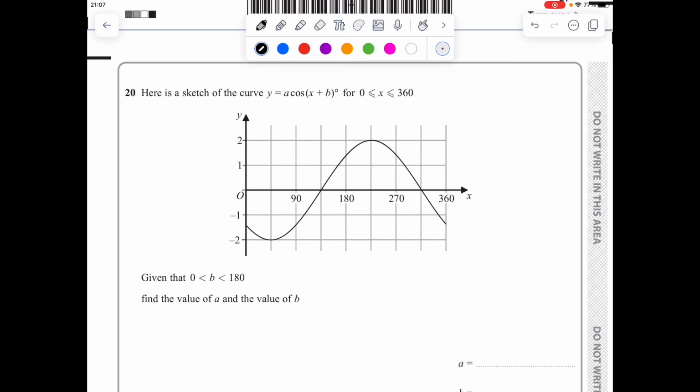For question 20, I have a transformed version of the cosine graph. Now, the a at the front is stretched by a scale factor of a, so practically you multiply the y coordinates by a, and the plus b inside the bracket is a translation by b units to the left, so b to the left. Now to find the values of a and b, let's consider the original cosine graph.